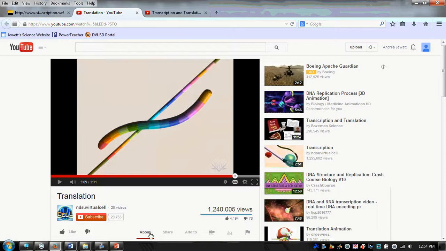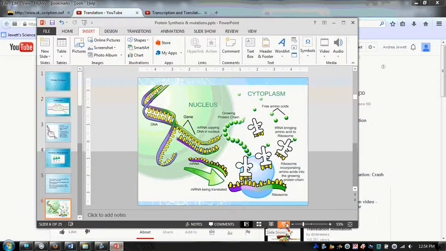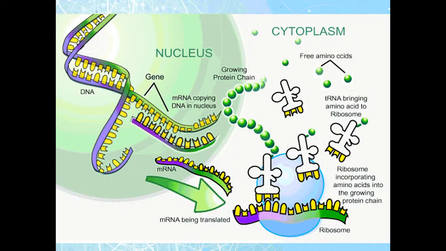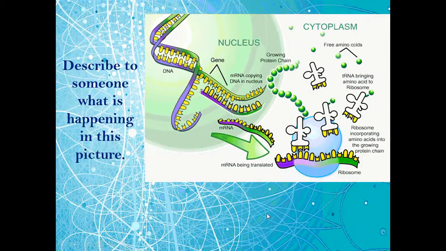So there were more details in that video than you really needed to know, things like the P site and the A site. Those are more detailed, but you got the idea and kind of saw a visual of what that process looks like. So now that you've watched that, try and look at this picture here and describe to somebody else around you, a family member, someone, what is happening in this picture. Pause the video to do this because it will really help you to better understand this process.